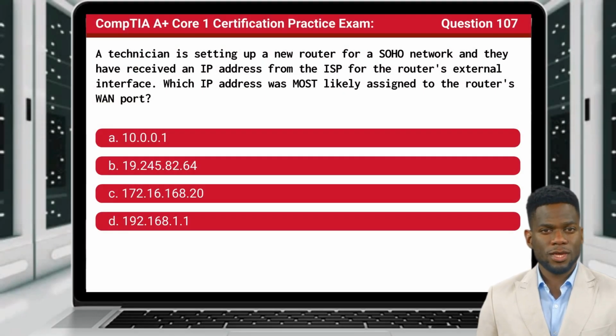Question 107. A technician is setting up a new router for a SOHO network, and they have received an IP address from the ISP for the router's external interface. Which IP address was most likely assigned to the router's WAN port?